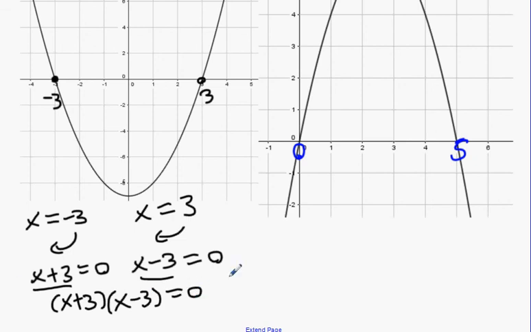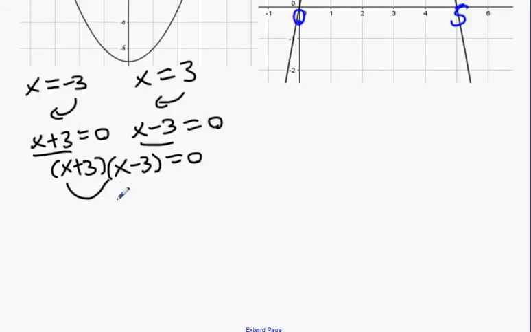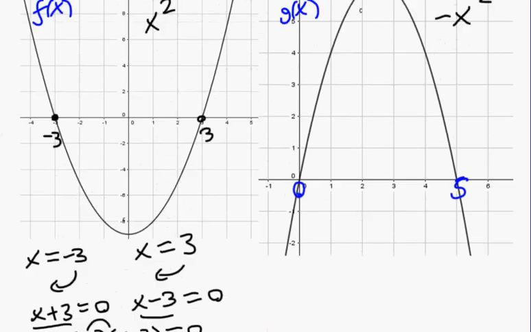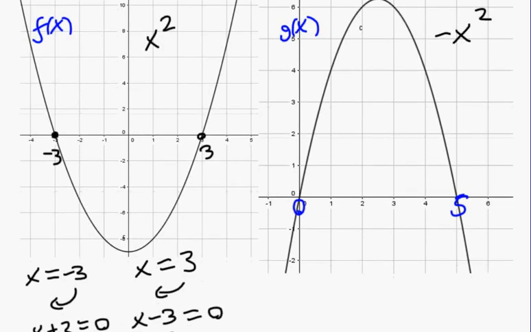You then multiply them out, and you get x squared minus 3x plus 3x minus 9 equals 0. The x's in the middle cancel. You get x squared minus 9. That is the function you were looking for. X squared minus 9. How many people got that? Great. Now, you go to the next one, and you see, okay, it's a minus x squared.